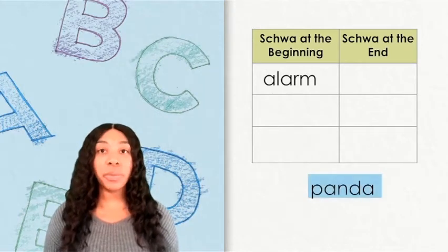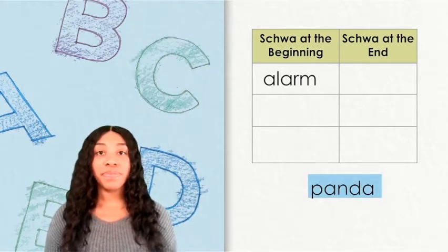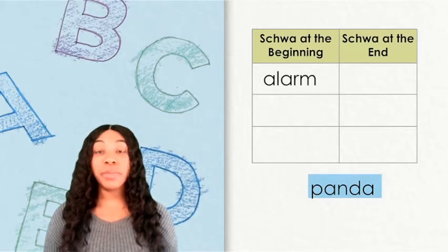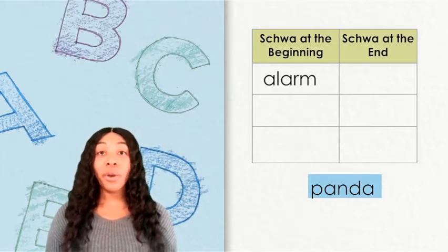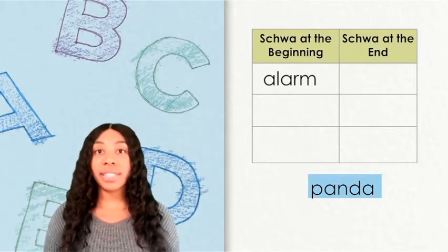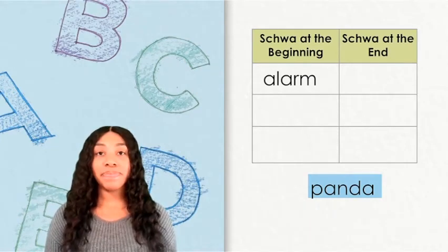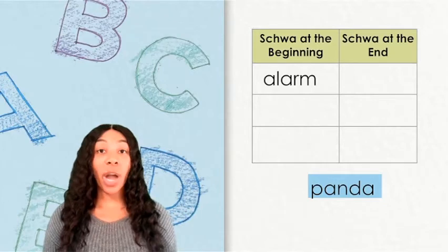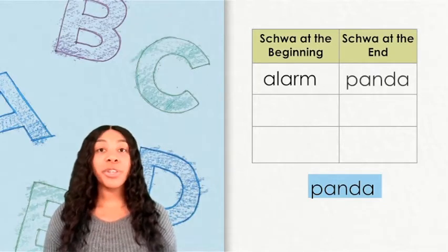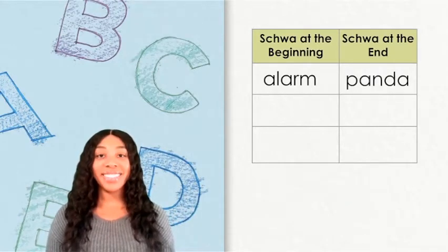Can you read this word? This word is panda. Notice that the word ends with the schwa sound. So which column does this word belong in? If you said it belongs in the schwa at the end column, you are correct again.